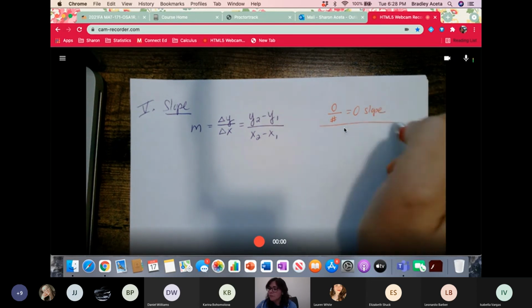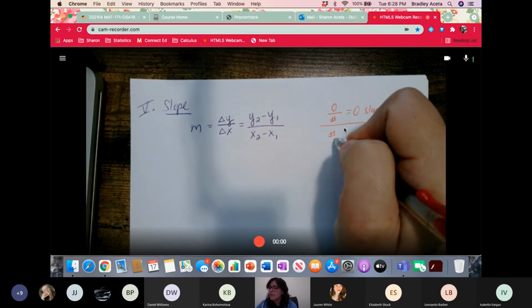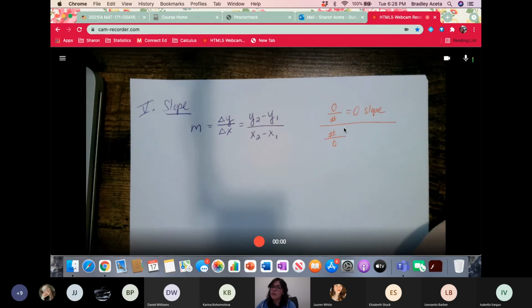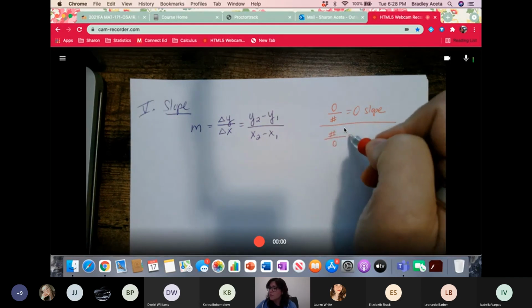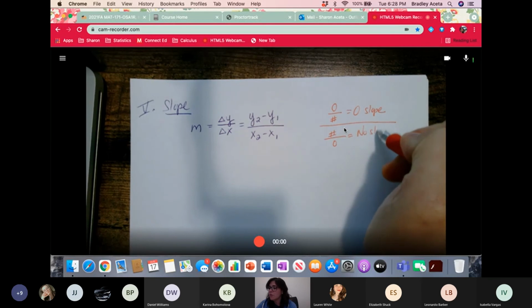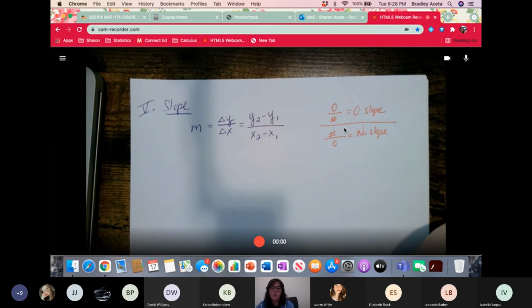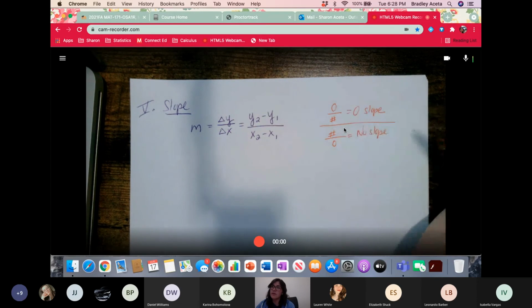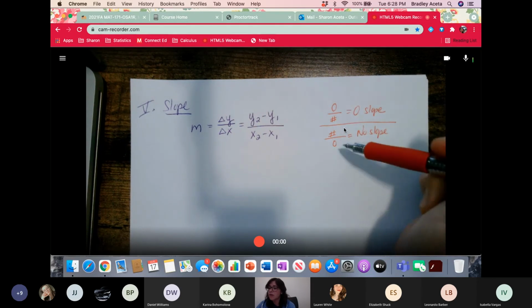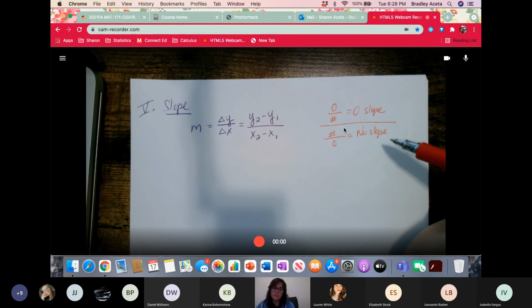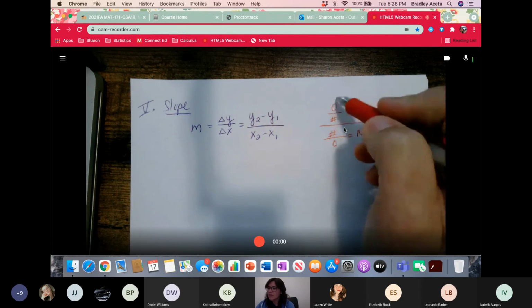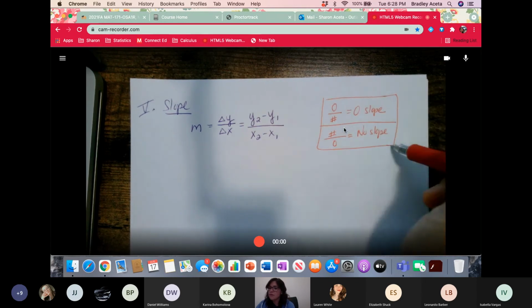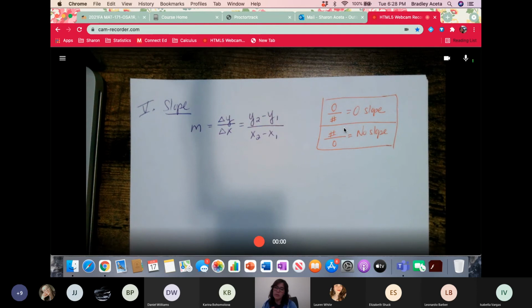Zero on bottom is never allowed. We don't ever divide by zero. It makes no sense to us. So zero on the bottom would mean that you have no slope or you have a vertical line, hoi vernox. So zero on top, that's good. That's zero slope. Zero on bottom, that's no slope. So it's just something to remember, something to write down in case you get a problem like that.